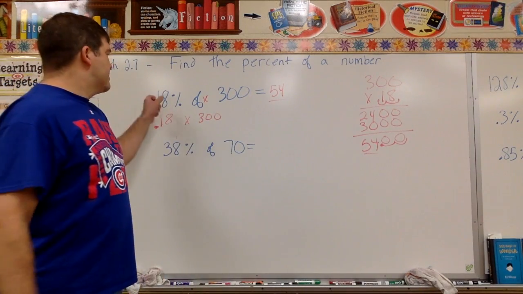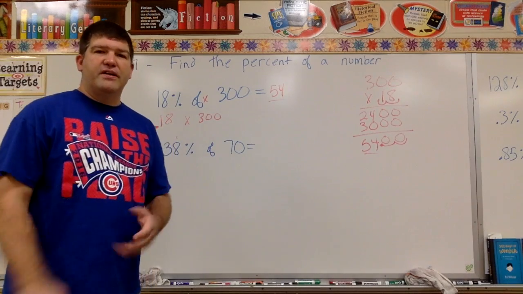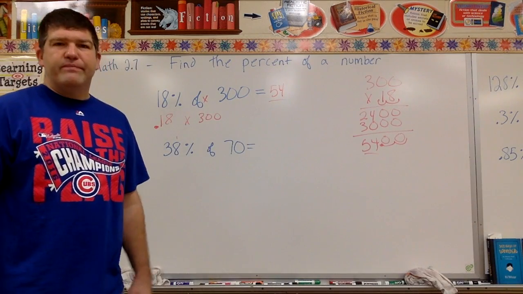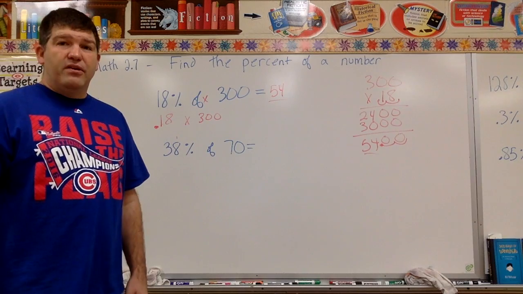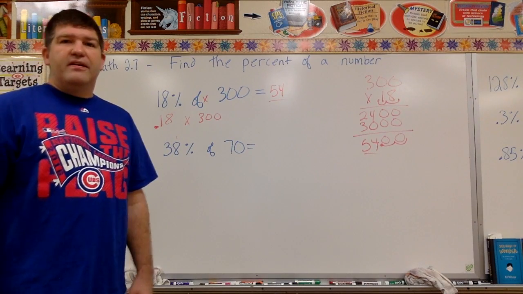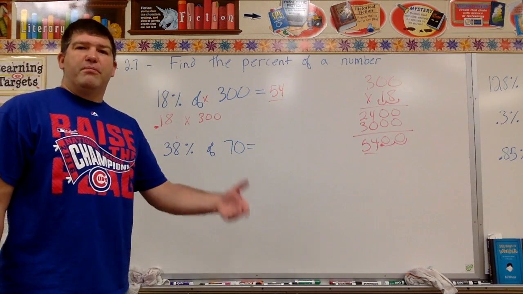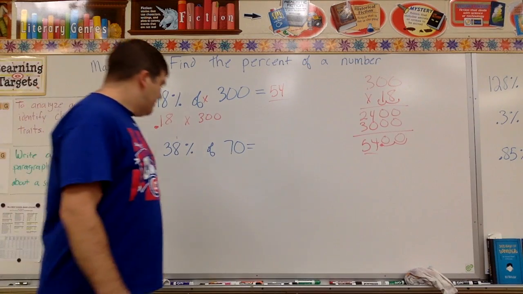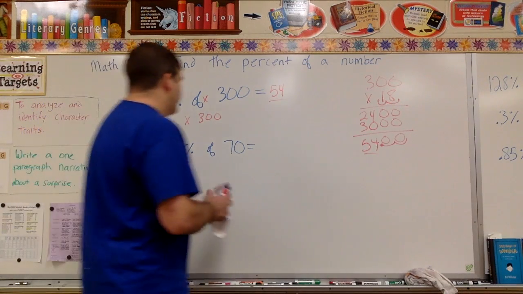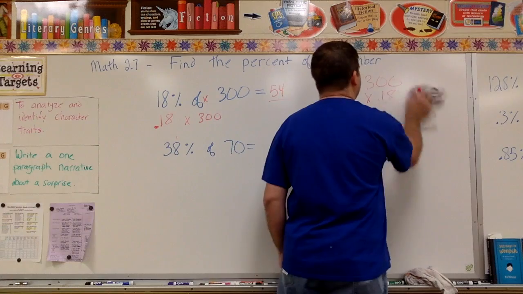All you have to do is get this percent to be either a decimal or a fraction, and then do what we've done, what I know you know how to do. It's multiply a number by a decimal or multiply a number by a fraction. Okay? Let's do this next one. 38% of 70.